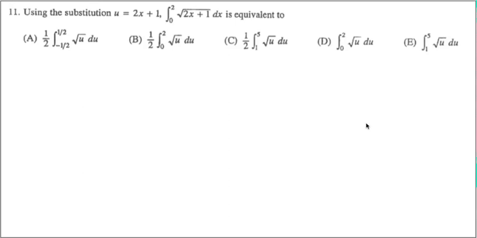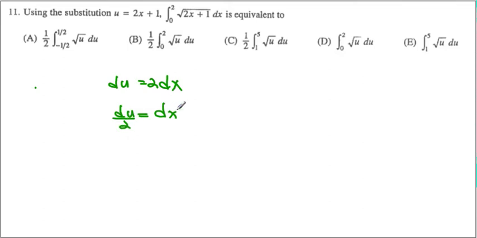Hello class, so let's try to look into number 11 together. So here we have, if you have to substitute 2x plus 1 for u, then what will happen? Yes, we have to look at the u by taking the derivative will be equal to 2 dx. So therefore, dx will be equal to du over 2.